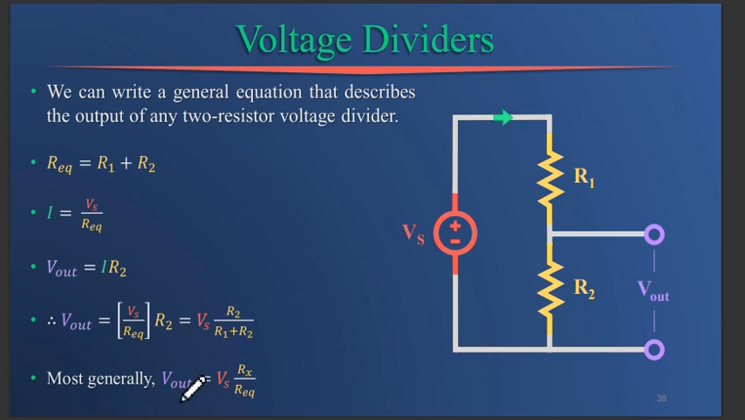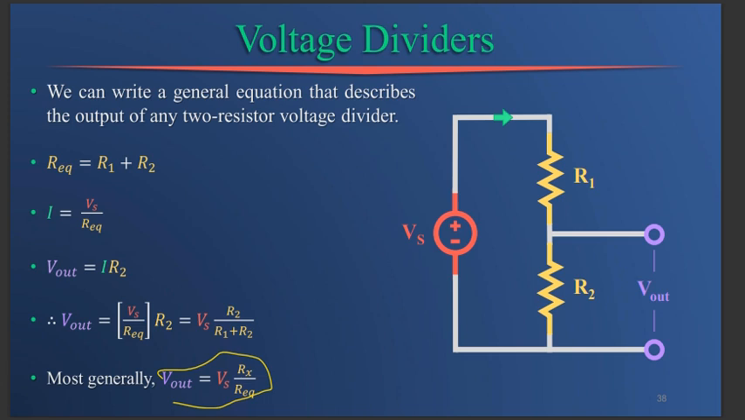So in general, we can say that our overall equation is V out is equivalent to Vs over R equivalent times Rx, that is probably the R2 or the resistor we will give, over R equivalent. The R equivalent is the total resistance.